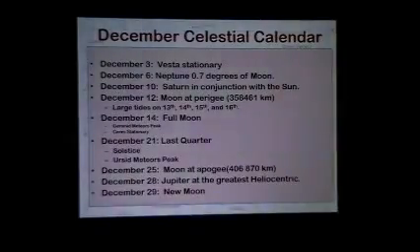Okay, of course, the solstice is on the 21st, and the last quarter of the moon is going to happen on December 21st, which is pretty good because we have the Ursids meteor shower. Next, what do we have?